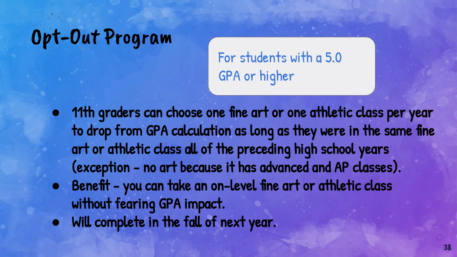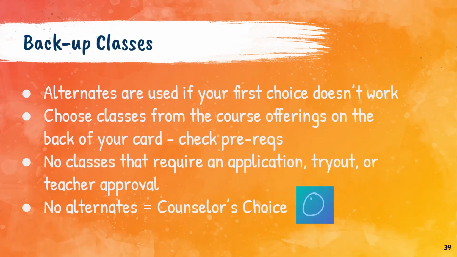If you have higher than 5.0 at the end of this school year and you want to opt out of the GPA counting for an athletic or a fine art credit, that will be something that you will do in the fall, but just something to be thinking about. Don't get out of your athletics or your fine arts program because you feel like it's going to impact your GPA. That's why we have this opt-out program, so that you have an option to continue on all 4 years of high school.